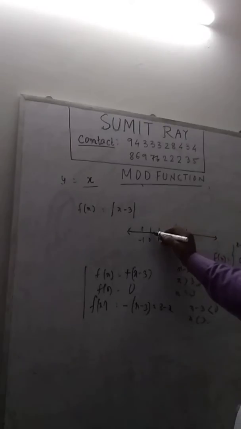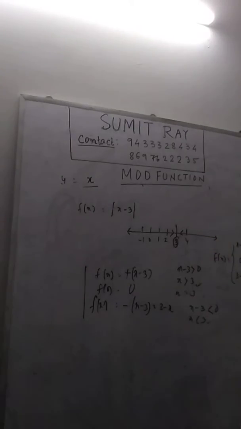So this is basically here. Now, x is more than 3. When x is more than 3, suppose x is 4, y is equal to 1. If x is equal to 5, y is equal to 2. So here we can draw a line, not at the origin.